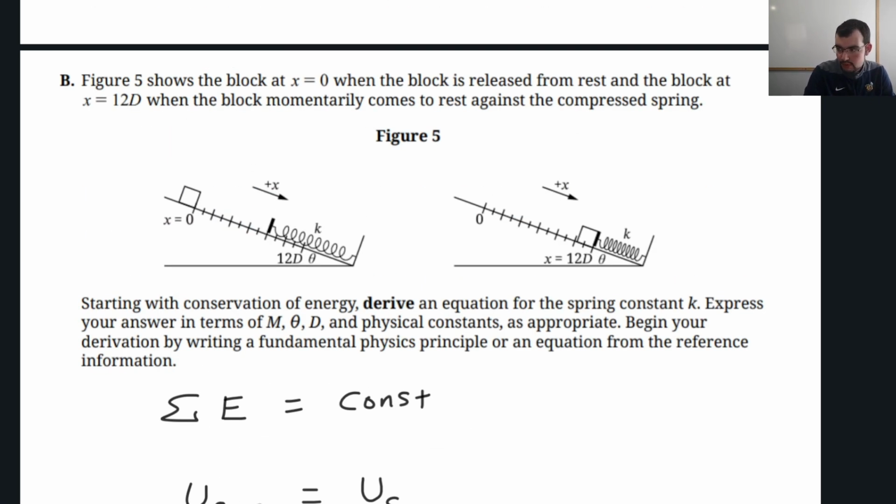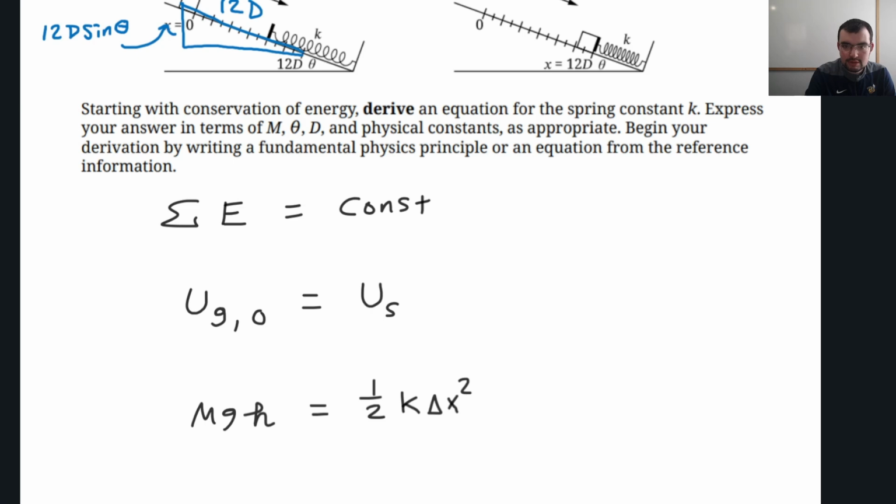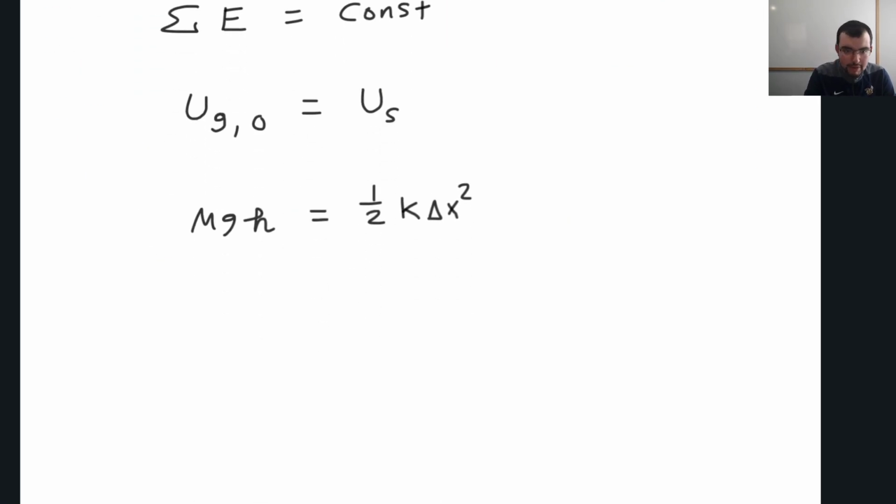So first for our h, we can see that the block travels a distance of 12d down the ramp. So its height, just based on trig, is going to be 12d sine theta, because sine extracts the vertical components. And then for the compression of the spring, we'll come back to that. We're just going to see how many tick marks the spring actually compresses.